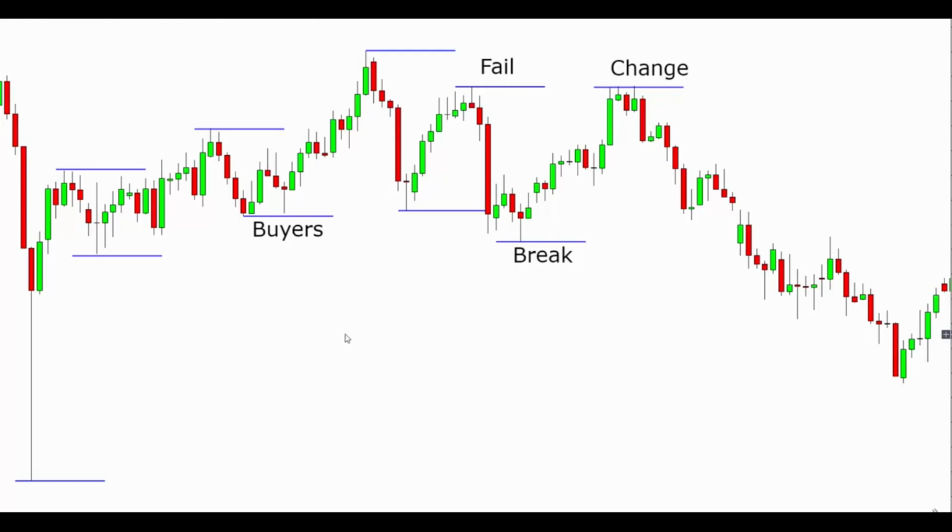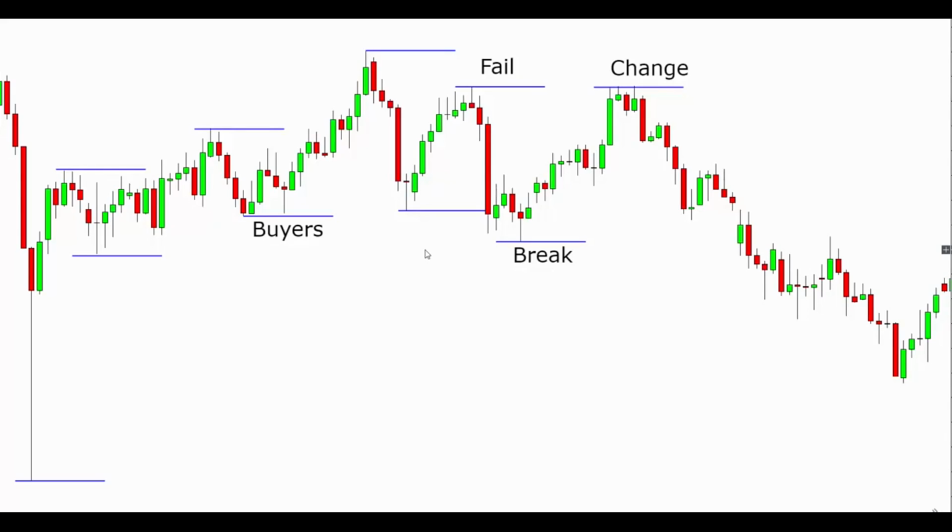So notice in the chart that eventually buyers lose their momentum to the upside by failing to break the last major higher high. If you're thinking about going long in this market, this event should raise a red flag for you. It doesn't necessarily mean you should sell immediately, but it means that you should pay attention to see what happens next.